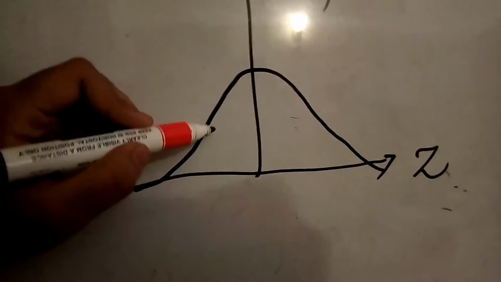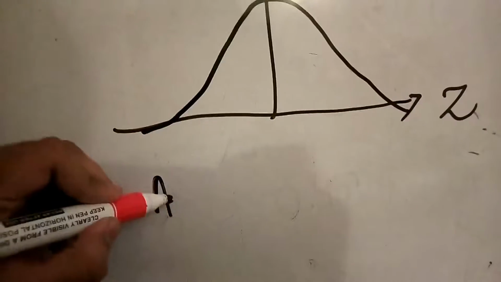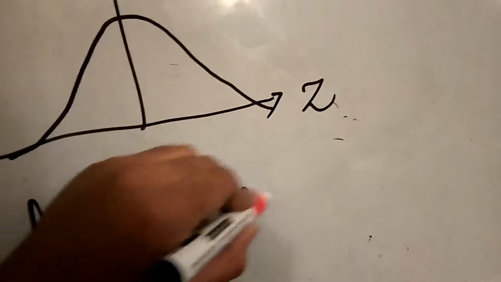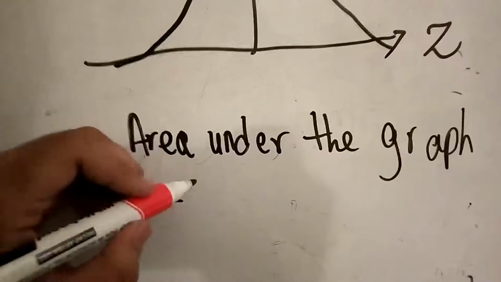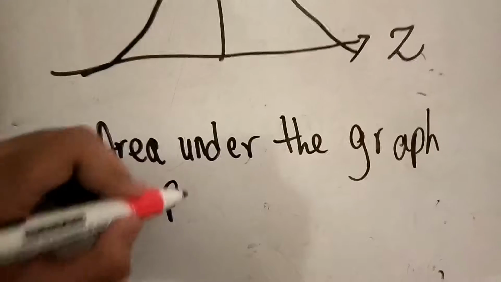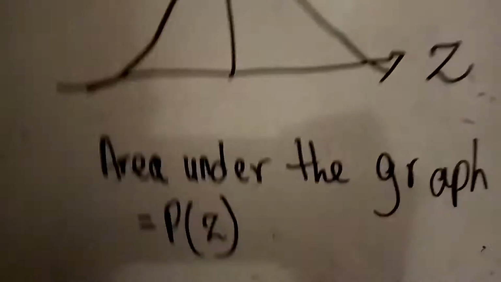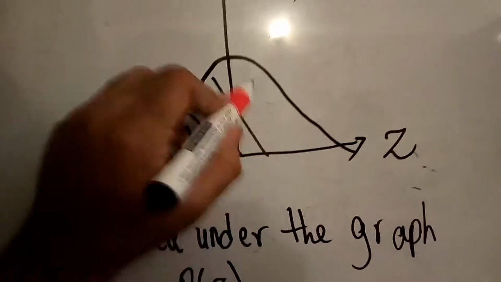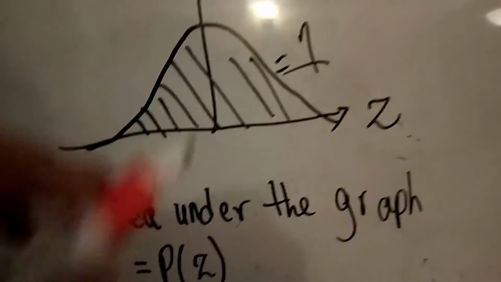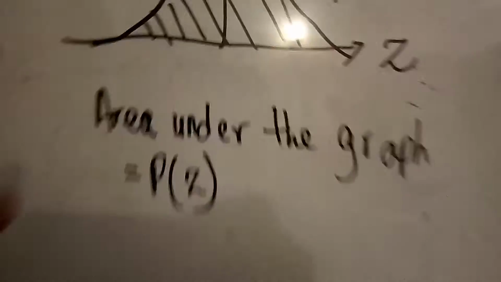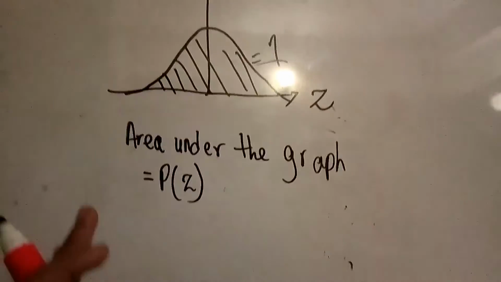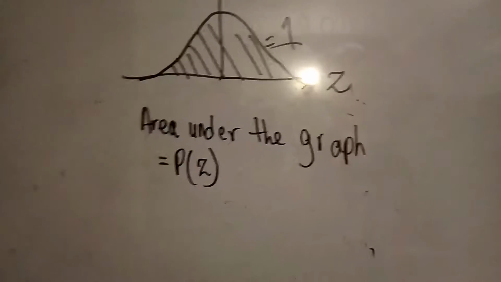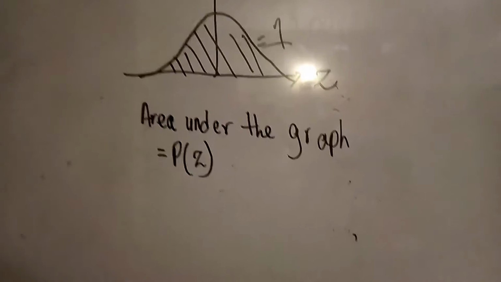And the area under the graph represents the probability. Now, since probability is always less than 1, you could say the total area is equal to 1. Basic mathematics. And the shape of this curve is designed in such a way that the area under the graph will always be 1, no matter how flat or steep it is.